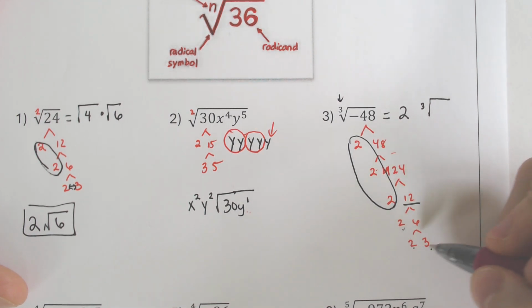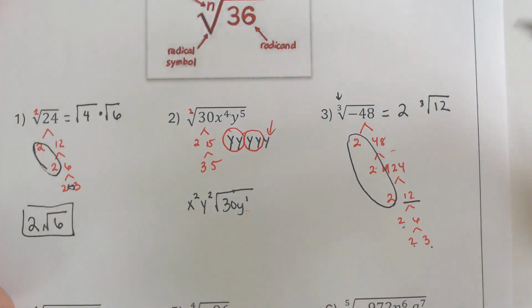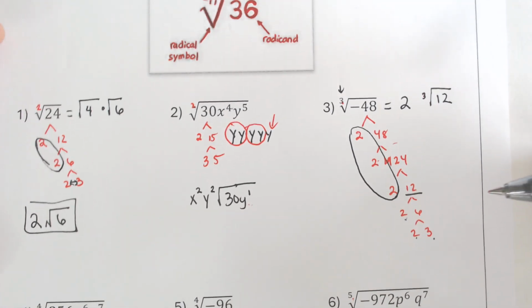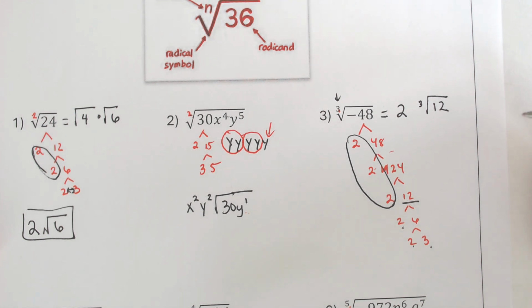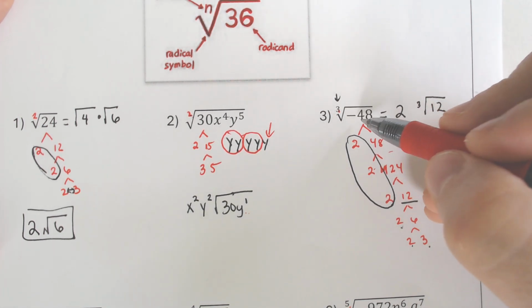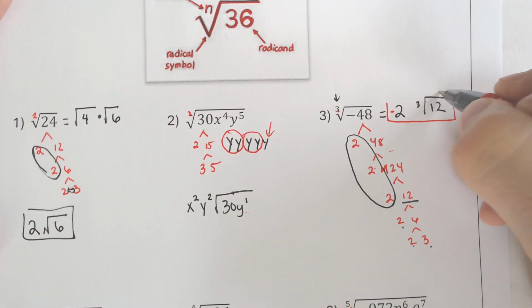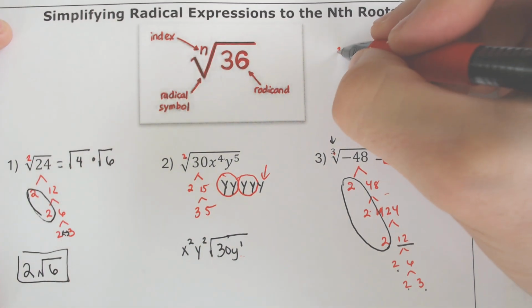So 2 times 2 is 4 times 3 is 12. We have a 12 here. Now the thing about odd roots, like cube roots or fifth roots, is that you can take the cube root of an odd number, and if you do have the cube root of an odd number, it will spit out an odd value. So I'm going to put a negative 2 in front on the outside, and I'm going to demonstrate why that is the case.